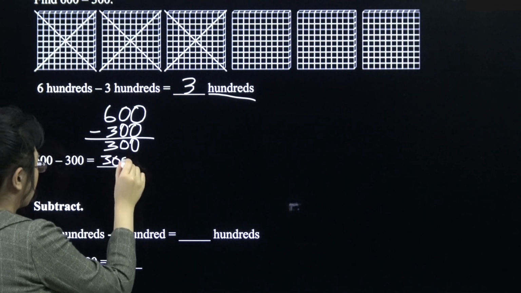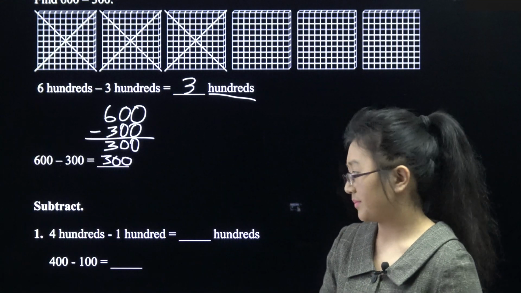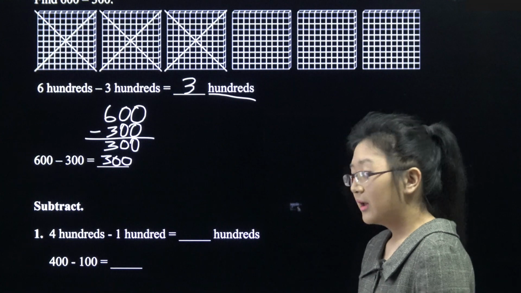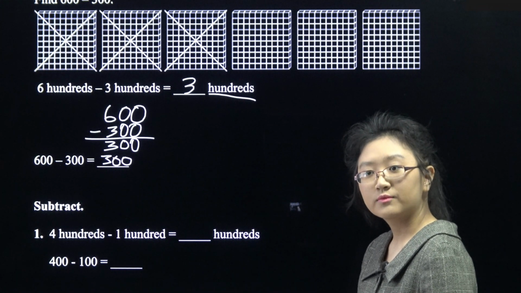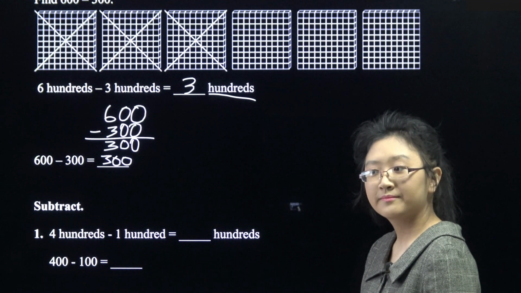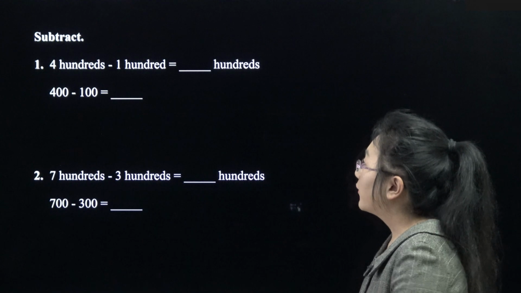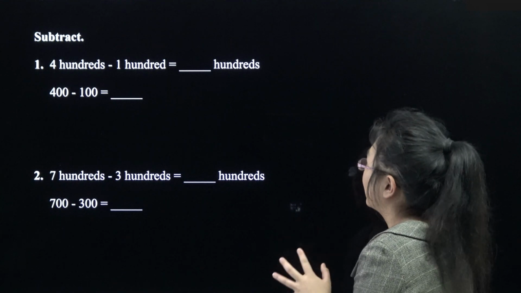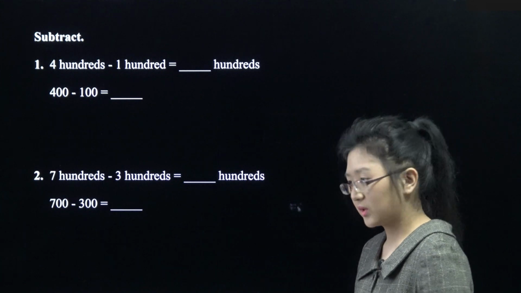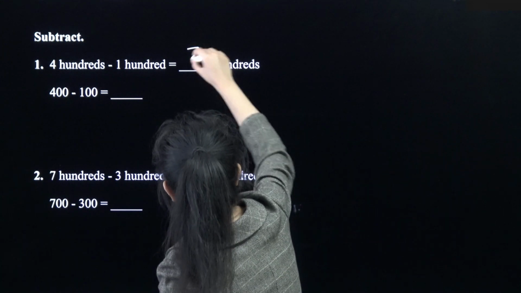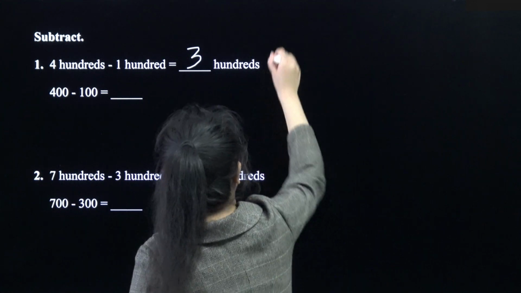So let's do some practice problems. And we're not going to use models, because using models is tedious, which is another word for tiring and annoying. So 400 minus 100 equals how many hundreds? Well, what's 4 minus 1? 3. So it equals 300. Fine, I'll do a model.